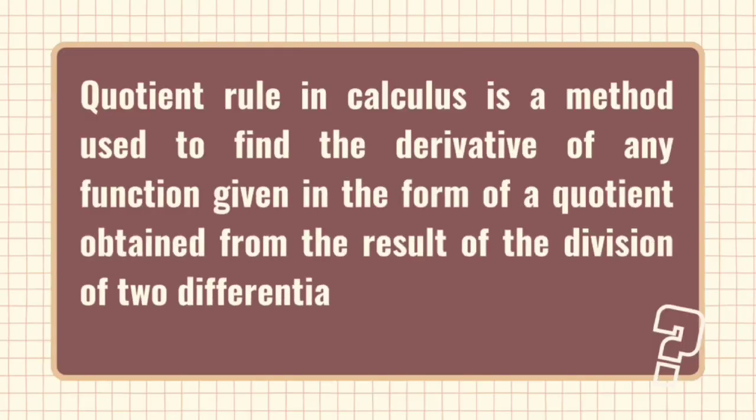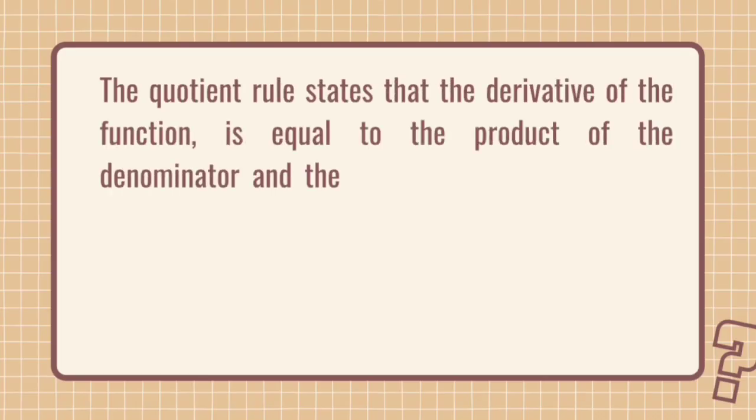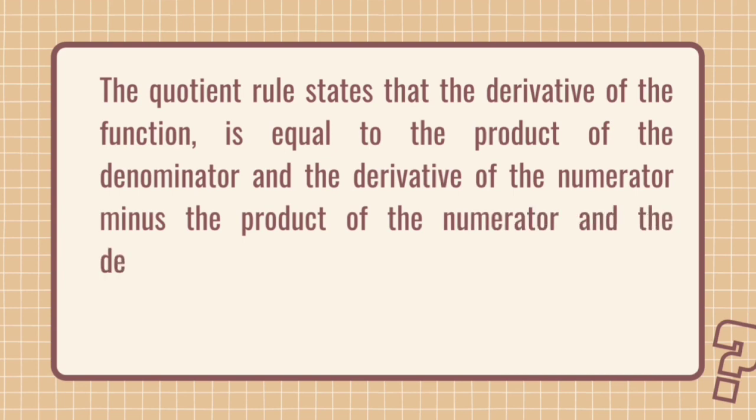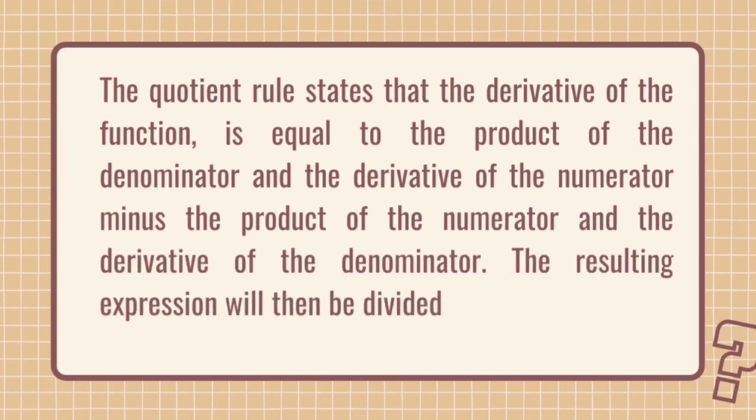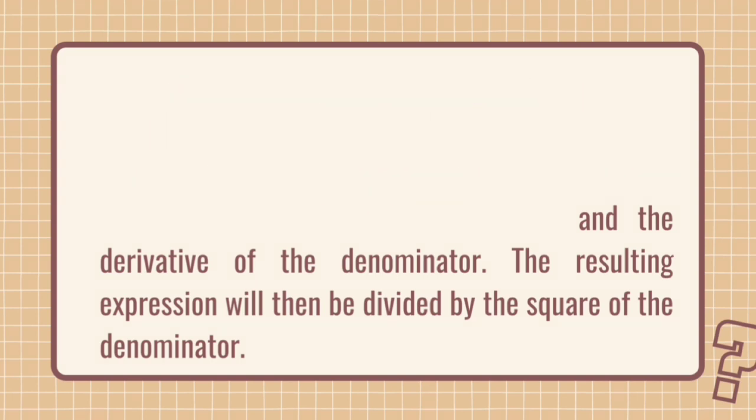Quotient rule in calculus is a method used to find the derivative of any function given in the form of a quotient obtained from the result of the division of two differentiable functions. The quotient rule states that the derivative of the function is equal to the product of the denominator and the derivative of the numerator minus the product of the numerator and the derivative of the denominator. The resulting expression will then be divided by the square of the denominator.